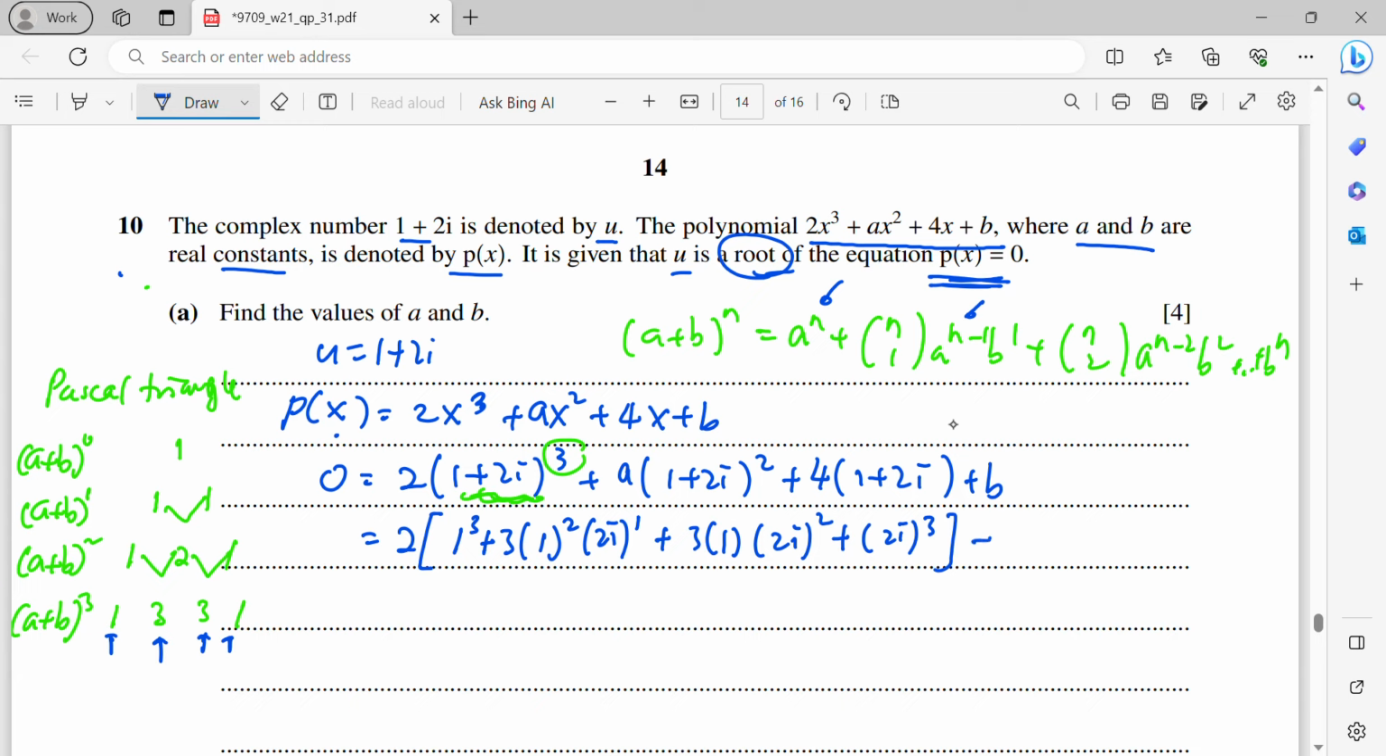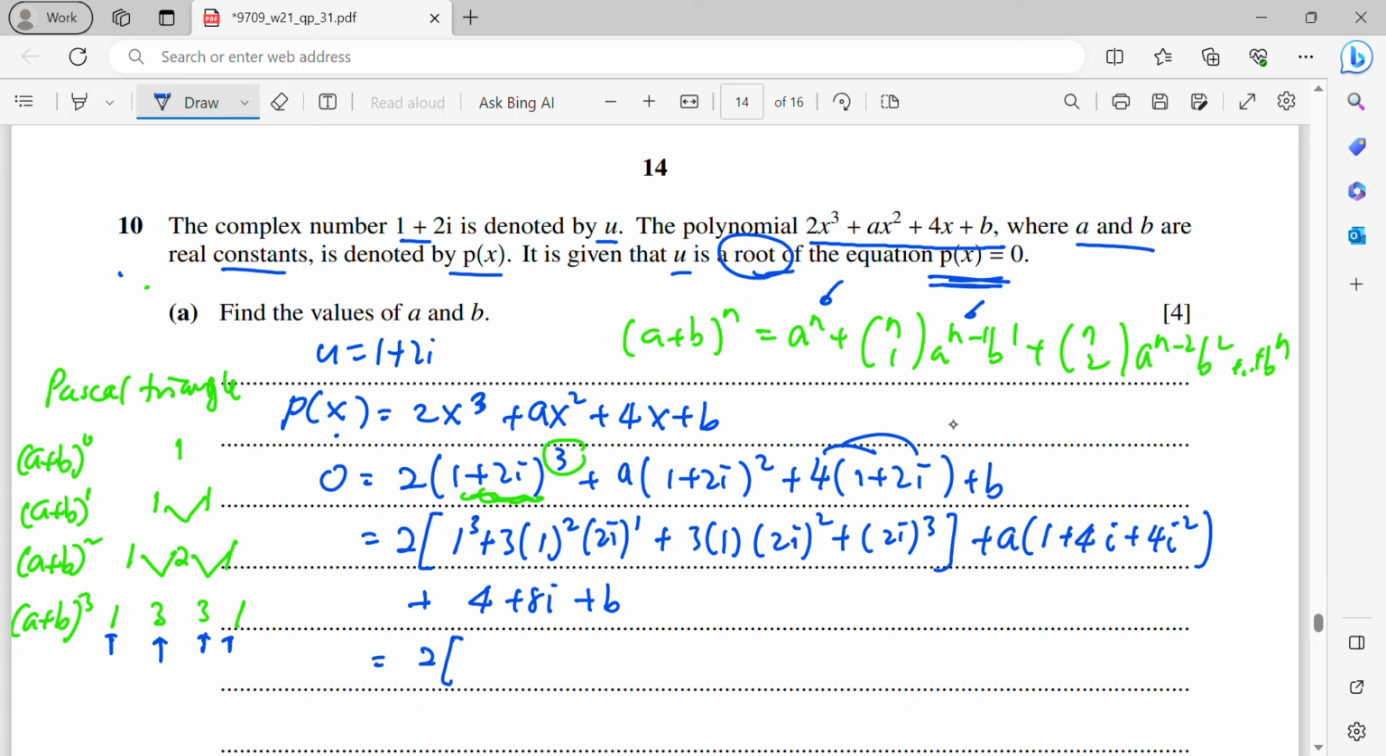And then the next one is a. Now, this quadratic expansion, you will just get 1 plus 4i plus 4i squared. Okay, then plus this 4 just times in. I'll get 4 plus 8i, then at last plus b. So now I will simplify.